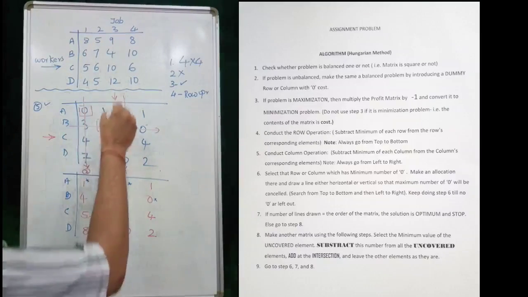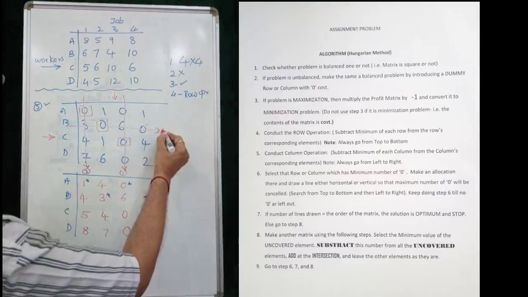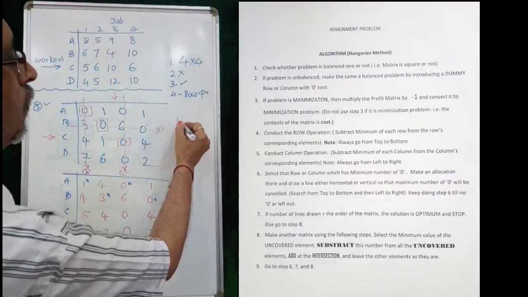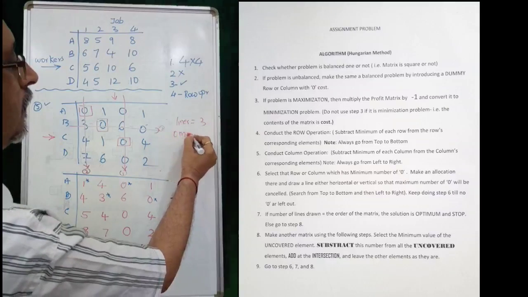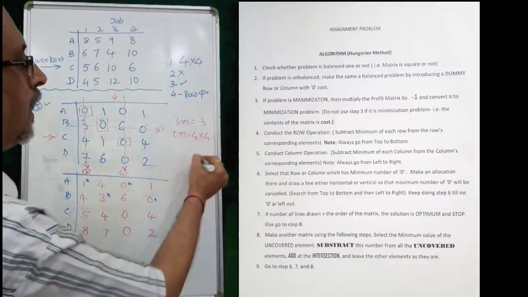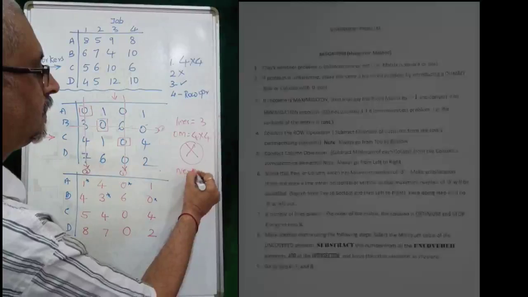Now I'll see column 3 and column 4. No zeros are remaining. All zeros are over. Now I will see how many lines are drawn. 3 lines are drawn, so lines is equal to 3. The order of the matrix is 4 by 4. Hence the solution is not optimum. I should go to the next step.